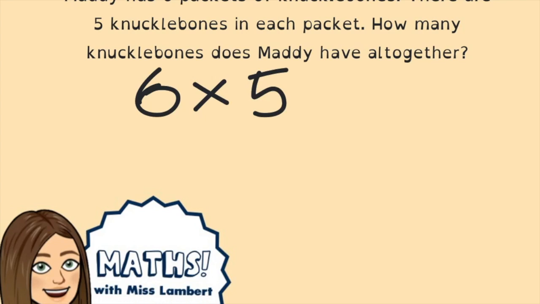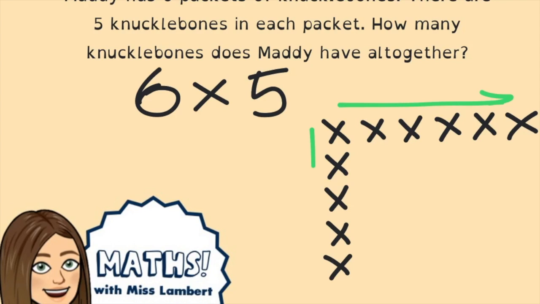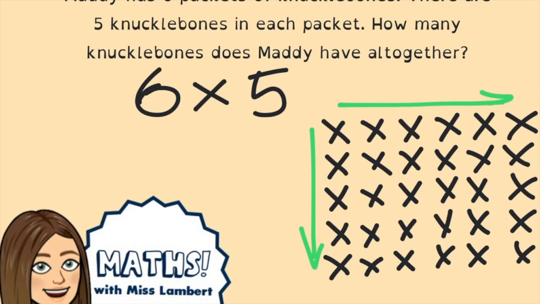This is how I'm going to do it. I'm going to draw my 6 groups of 5. So I'm going to go 1, 2, 3, 4, 5, 6. 1, 2, 3, 4, 5. So you can see here I've got 6 across the top, 5 down the side, and then I'm going to fill it out so it's straight lines. Here's my array. You can see here that I've got 6 groups of 5.